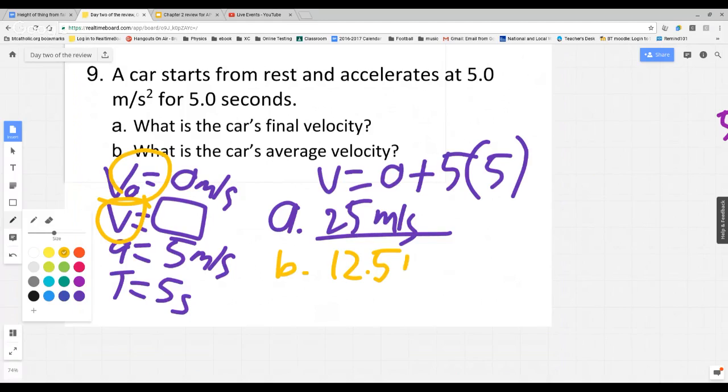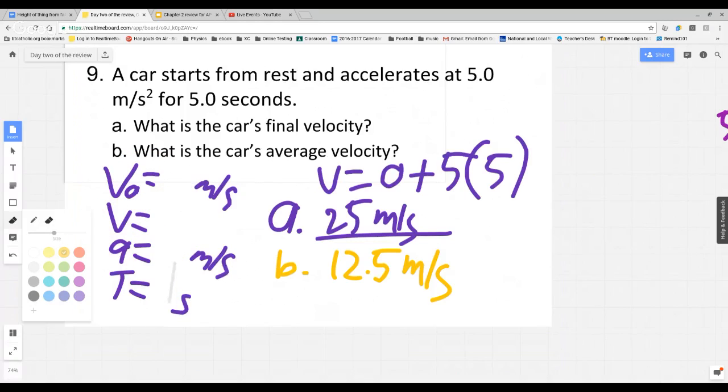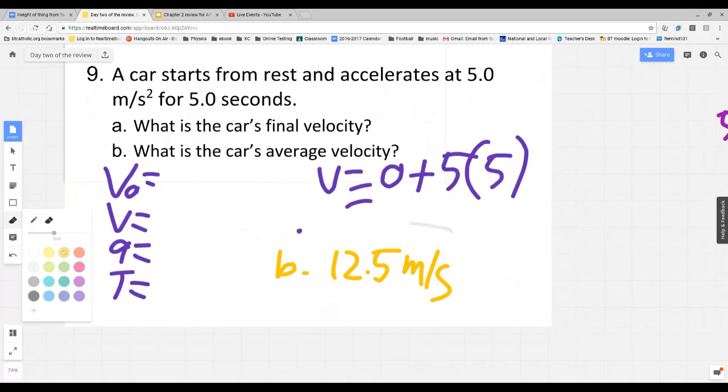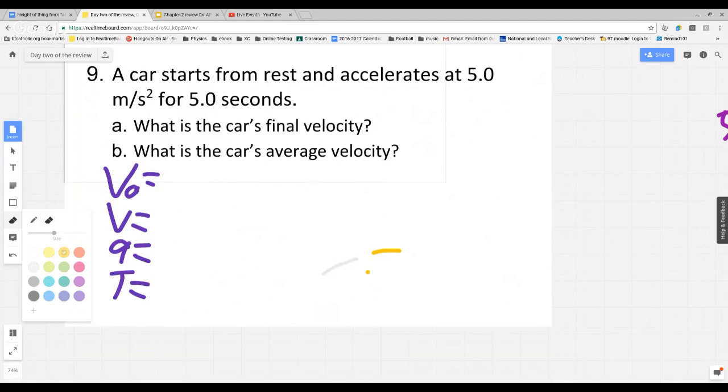Wait, how'd you get that? So you always do the v naught plus the v and then divide by however many? There's 2. Is the v naught always going to be 0? No. The average uses the initial velocity.